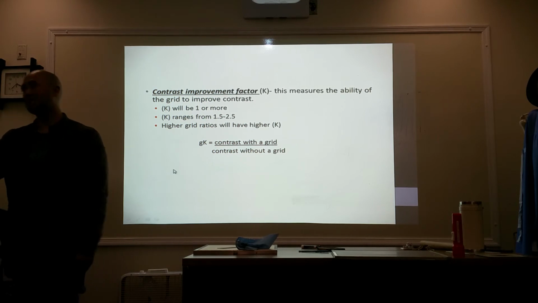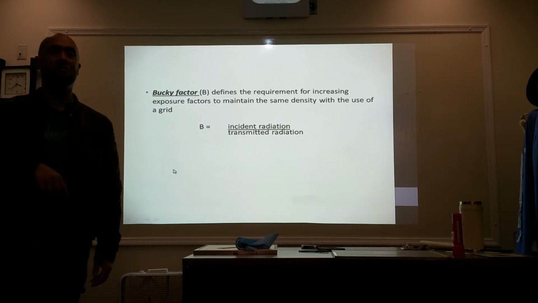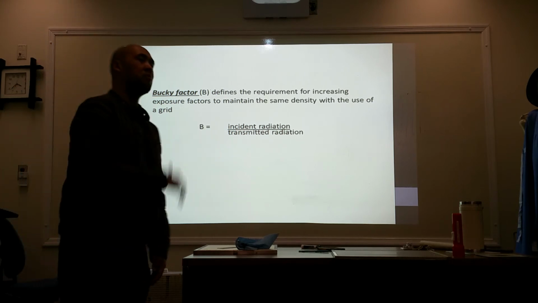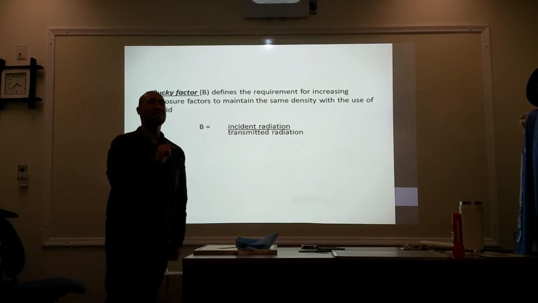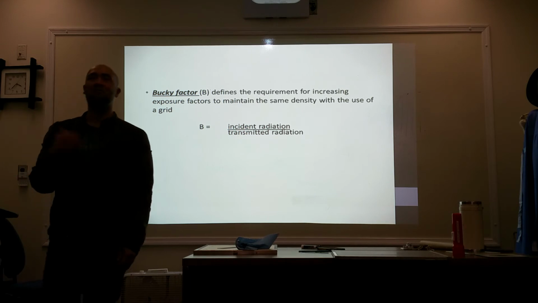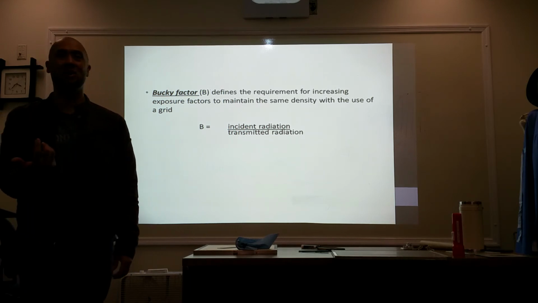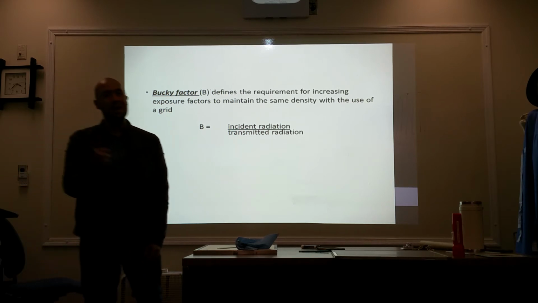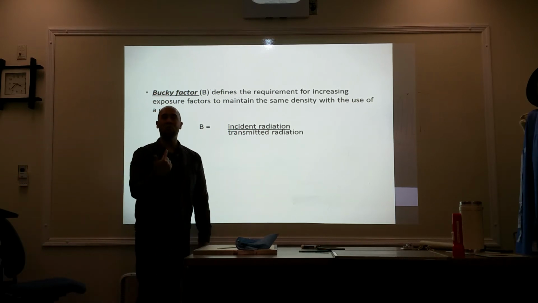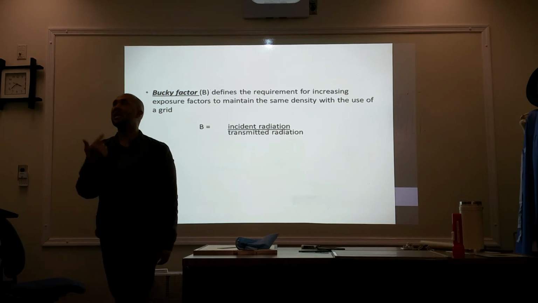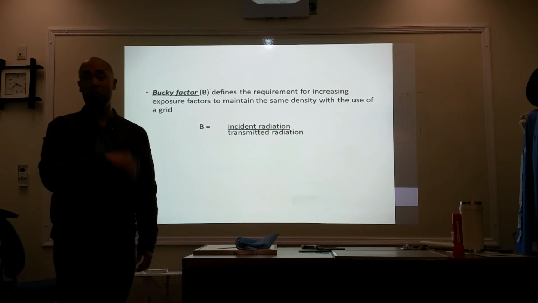And then lastly, the Bucky factor. Remember, when you employ a grid, it is going to clean up that 50 to 90% density on your image, right? So with that in mind, with a higher grid ratio, is it going to have better cleanup than a lower grid ratio?